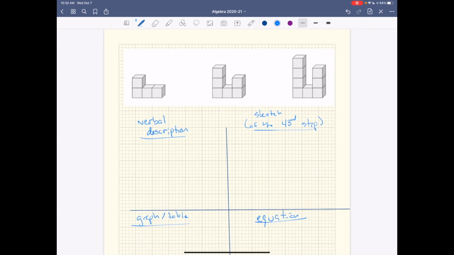So let's get those 4 quadrants into our notebook, and then go. You've got like 5 minutes.